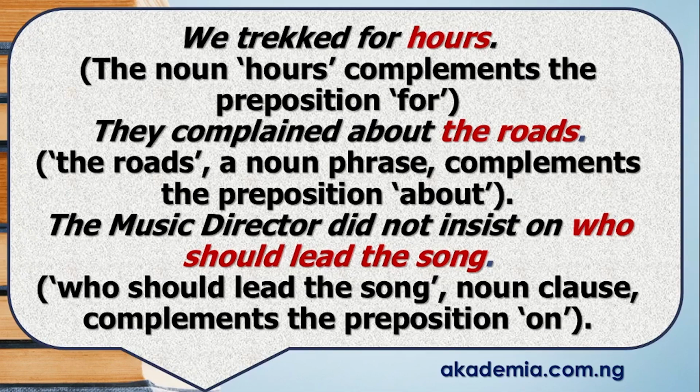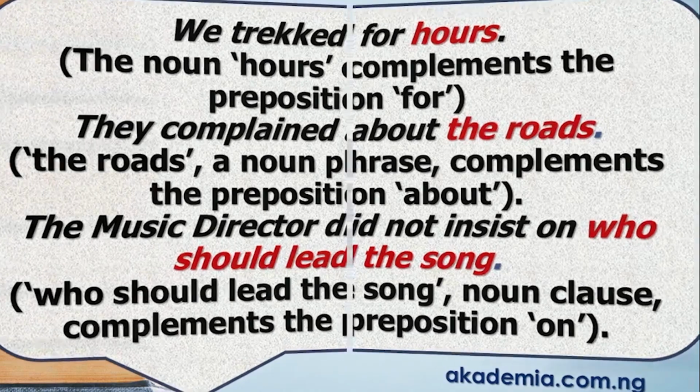Yet another example. The music director did not insist on who should lead the song. The sentence can stop at insist, and you will have the music director did not insist. But now we have a preposition on, and the complement of that preposition happens to be a clause. So who should lead the song, which is a noun clause, complements the preposition on.